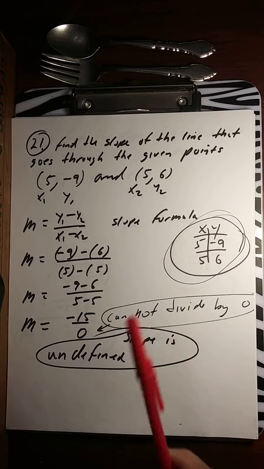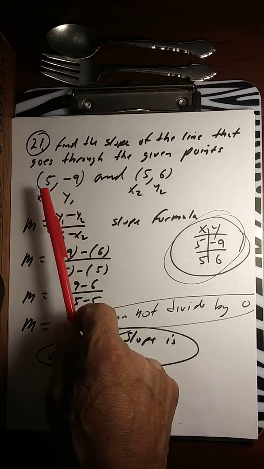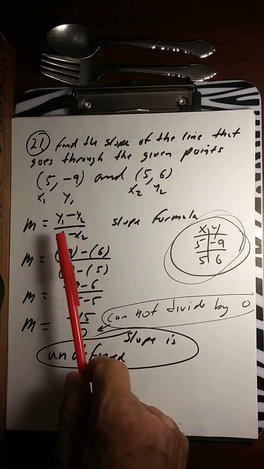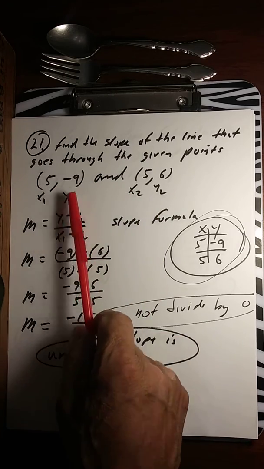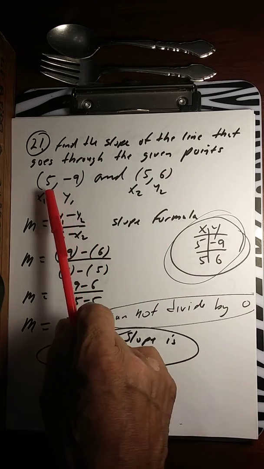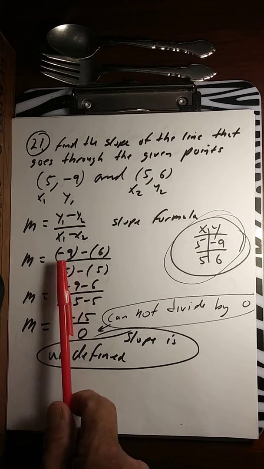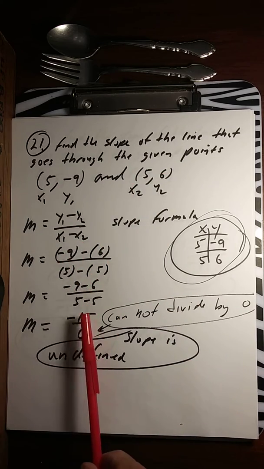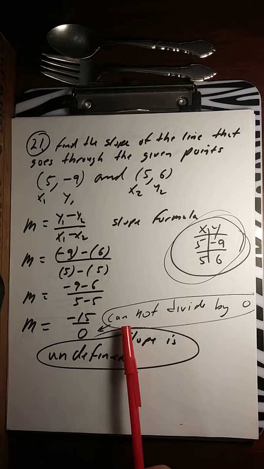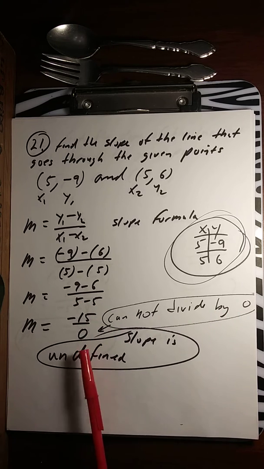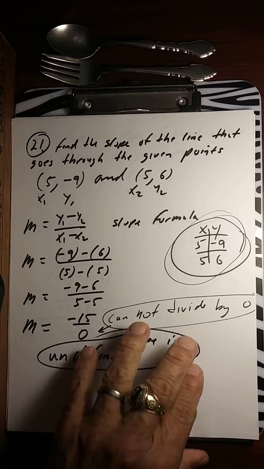Find the slope of the line that goes through the given points. So we have x1, y1, x2, y2. Put the numbers in there. Negative 9 and 6, and then 5 and negative 5. So negative 9 minus negative 6 is negative 15 over 0. And you cannot divide by 0, it'll be undefined. So the slope of this is undefined.